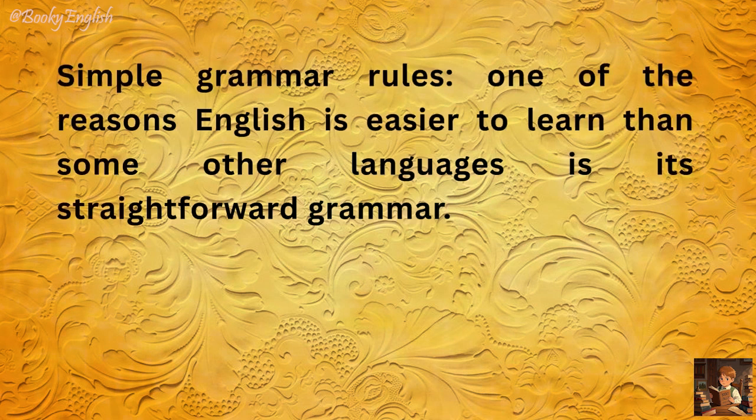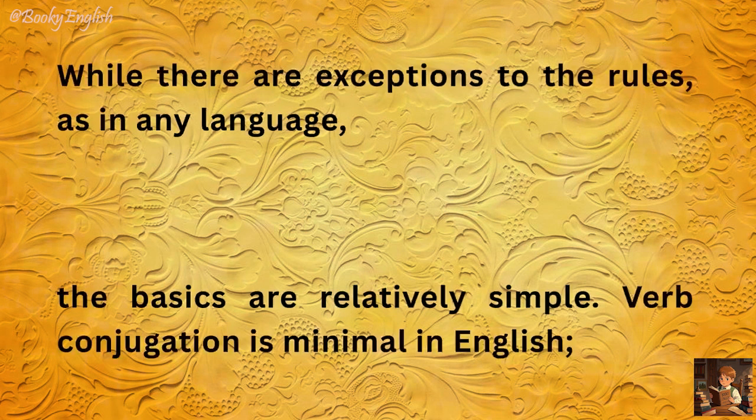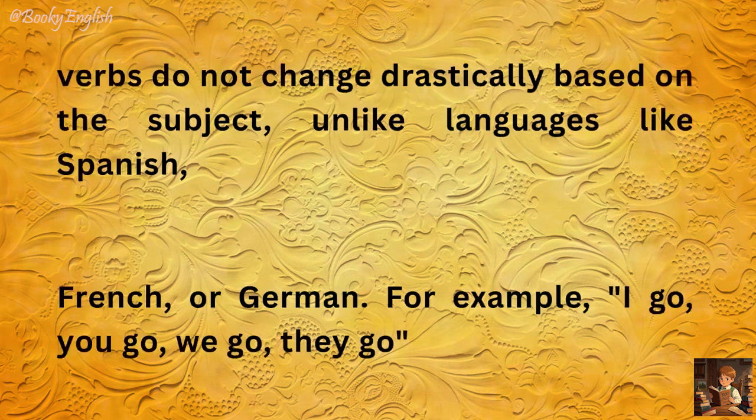Simple grammar rules. One of the reasons English is easier to learn than some other languages is its straightforward grammar. While there are exceptions to the rules, as in any language, the basics are relatively simple. Verb conjugation is minimal in English. Verbs do not change drastically based on the subject, unlike languages like Spanish, French, or German.